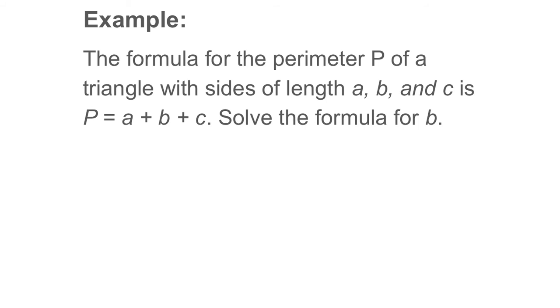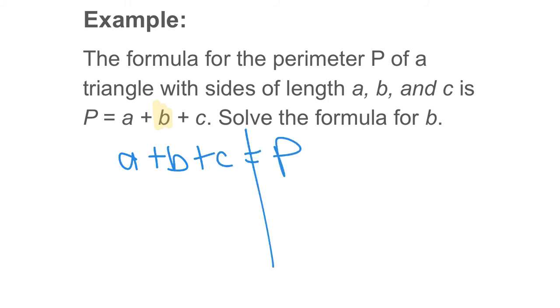All right, here we have one for perimeter. Perimeter of a triangle with side lengths of A, B, and C is P equals A plus B plus C. Solve this formula for B. So, again, I'm going to write that the other way around. A plus B plus C equals P. So if I'm going to solve this for B, I've got to get rid of the A and the C that are both on the same side. And since they're all being added, I can subtract A, and subtract C to get rid of them.